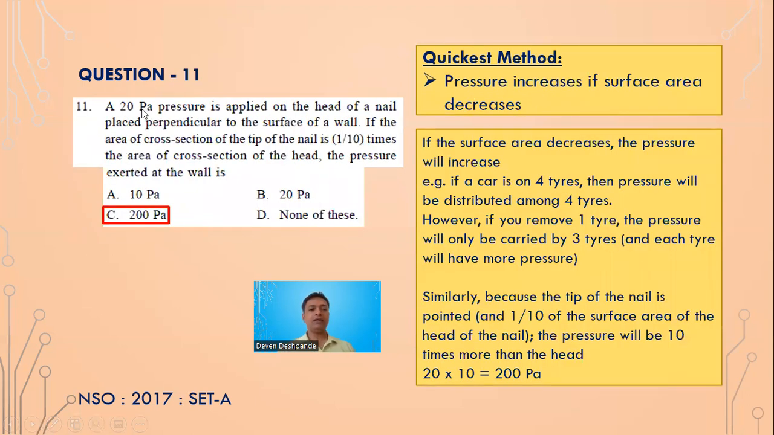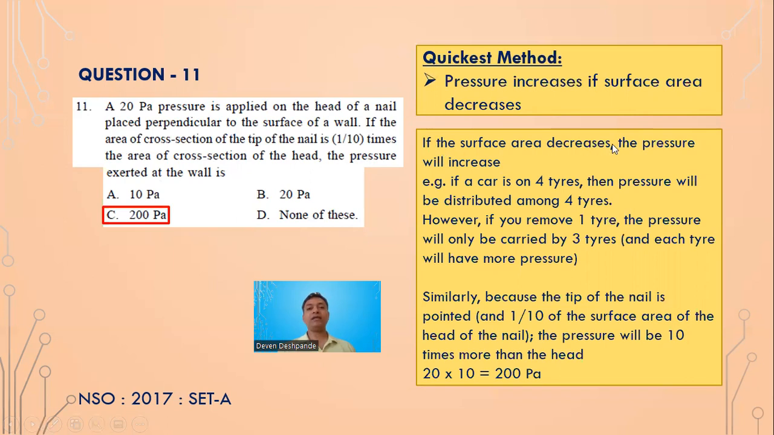Okay, a 20 Pascal pressure is applied on the head of a nail placed perpendicular to the surface of a wall. So you are just hammering the nail into the wall. If the area of cross section of the tip of the nail is 1/10 times the area of the cross section of the head, the pressure exerted at the wall will be, isn't it? It will be 200 Pascal. So let's see how, isn't it?